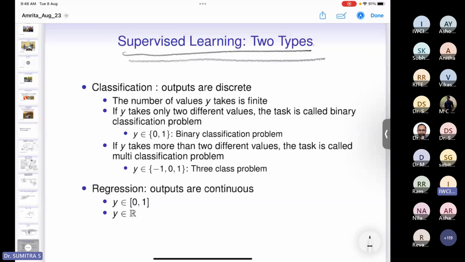Supervised learning means the X part is there, the Y part is there. On the basis of the Y part, we divide supervised learning into two: one is classification and the other is regression. How do we differentiate that? If the Y part takes only discrete values, or if we can count the number of values Y takes, we call it a classification problem.